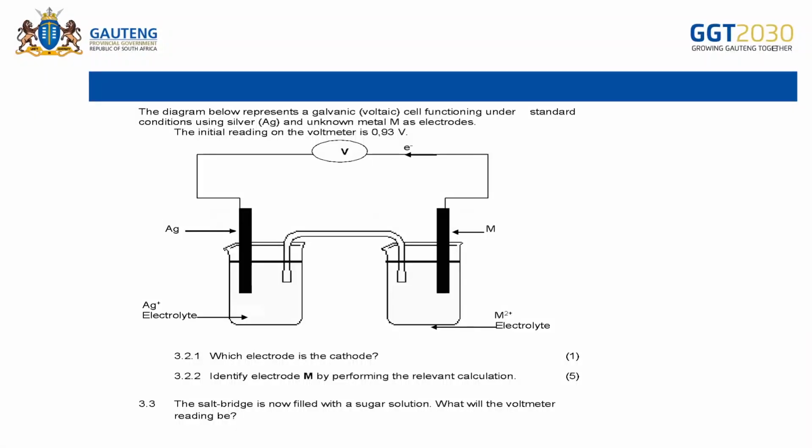We are given question number 3.3. They are saying to us, if the salt bridge is now filled with a sugar solution. Remember, when I was explaining content, I said to you, in the salt bridge, we normally put salts. Example, sodium chloride. I said we can also use potassium chloride. We can also make use of potassium nitrate. But the examiner here is saying, let's change the question and tell you guys, what if on the same salt bridge, we substitute it with sugar solution? What will the voltmeter read?